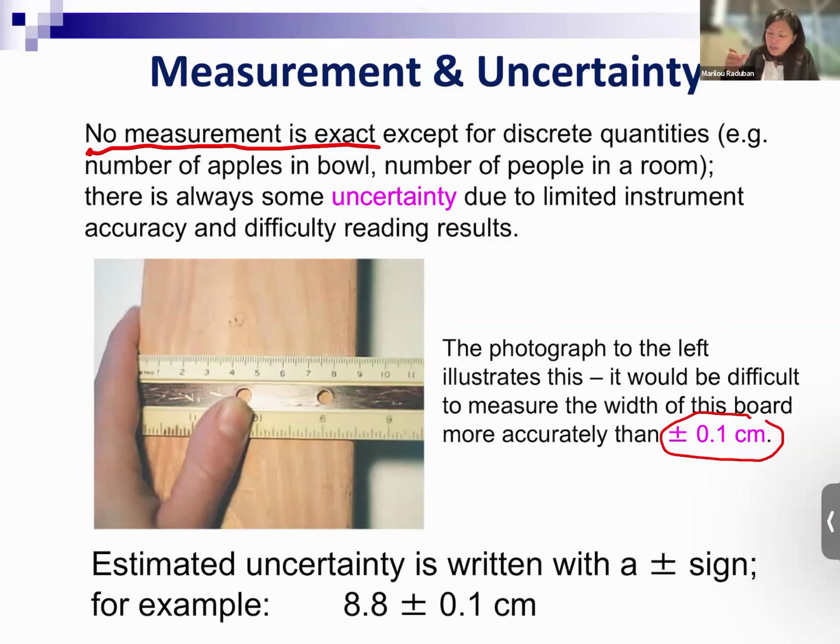So to account for the estimation that you did in your measurement, you then have to write the number that you've measured, the estimation that you did, say 8.8, plus and minus the uncertainty in your measuring device: 0.1 centimeters in this case, which, as I've mentioned, is the smallest scale division in your ruler.